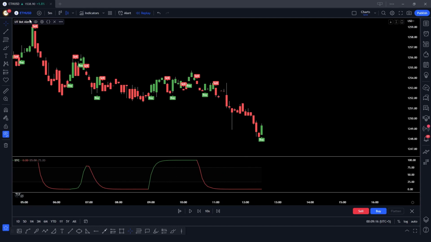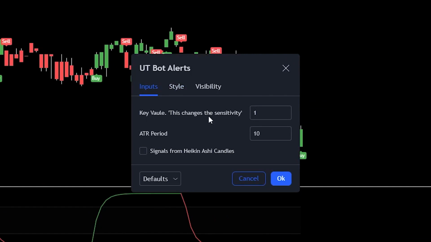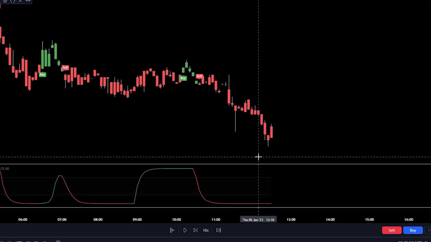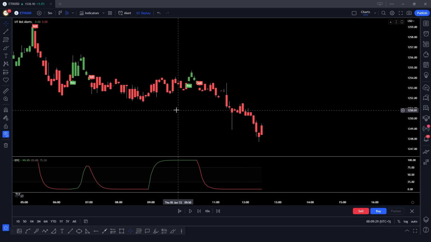To do that, let's go towards the indicator settings, and here in the key value, you want to change this value from 1 to 2. And inside this ATR period, you want to change this from 10 to 6. Now once this is done, let's hit OK, and now let's go ahead and configure the STC indicator.